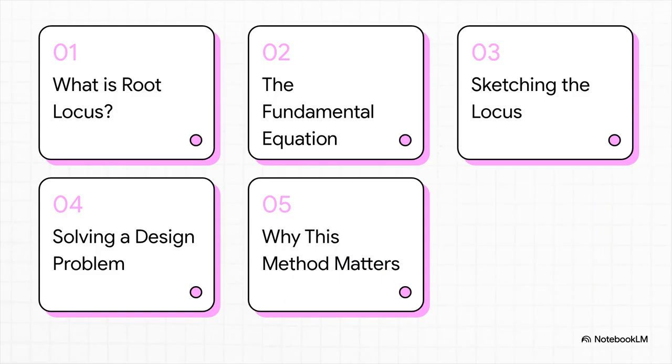So here's our roadmap for this explainer. First, we're going to figure out why we even need a map like this. Then we'll look at the mapmaker's tools, the fundamental equation behind it all. After that, we'll learn the rules for actually drawing the map, use it to solve a real-world design problem, and finally, we'll wrap up by talking about why this visual approach is still so incredibly important for engineers.